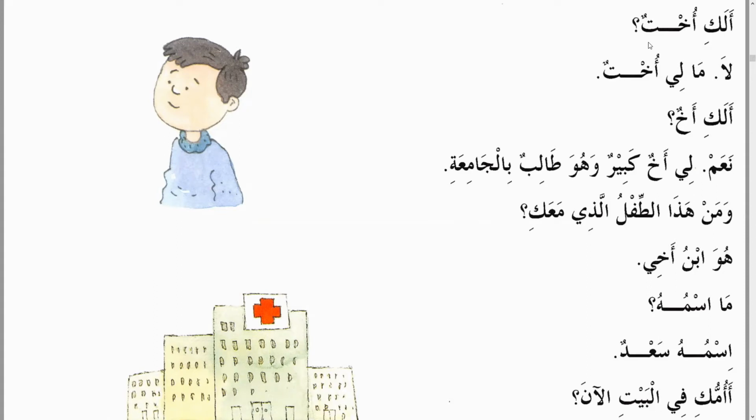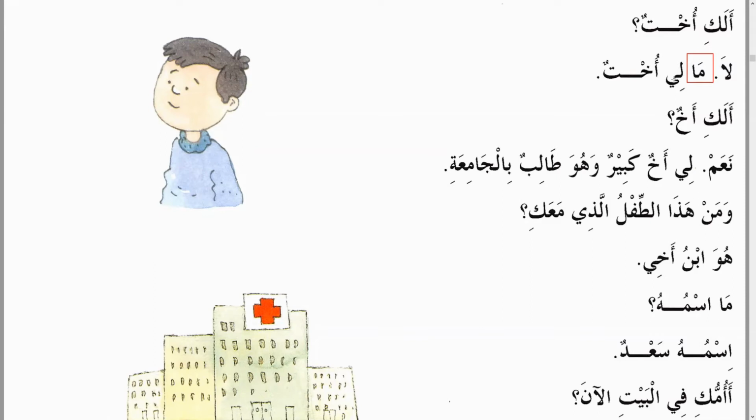Alaki ukhtun, do you have a sister? La, ma li ukhtun. No, I don't have a sister. See, we learned ma has so many functions. So many. Omniscient or omnipresent, right? Everywhere you find so many ma's, and always they function in so many roles in a sentence.